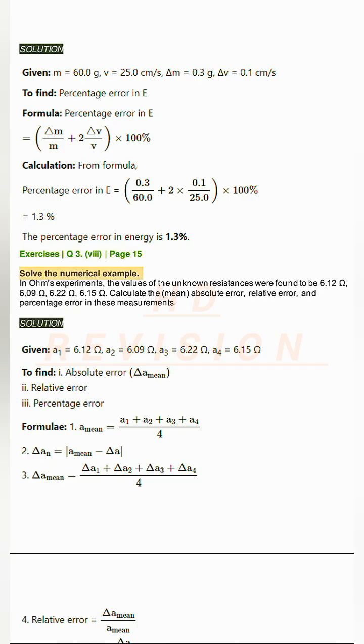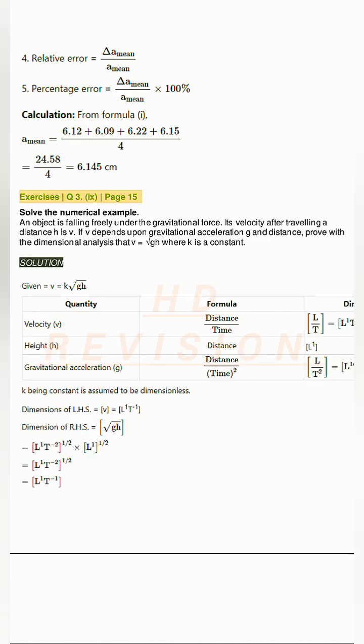Solve the numerical example. In Ohm's experiments, the values of the unknown resistances were found to be 6.12 ohms, 6.09 ohms, 6.22 ohms, 6.15 ohms. Calculate the mean absolute error, relative error, and percentage error in these measurements. Solution. Exercises Q3. X. Page 15. Solve the numerical example. An object is falling freely under the gravitational force.